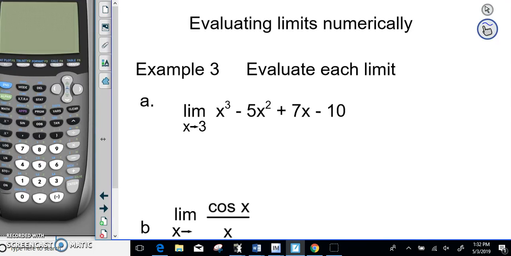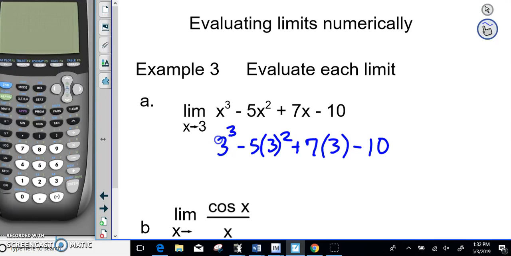So this portion, we're just going to substitute the value into the function. For this one here, we're going to substitute 3 in for x. You can either put that directly into the calculator, or you can work it out by hand: 27 minus 45 plus 21 minus 10. It shouldn't take long.